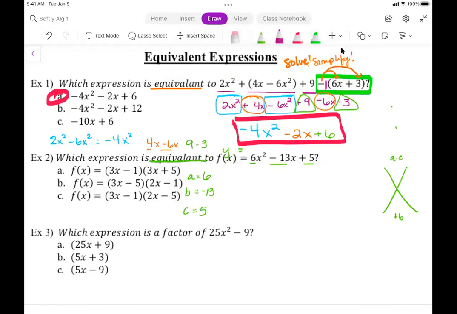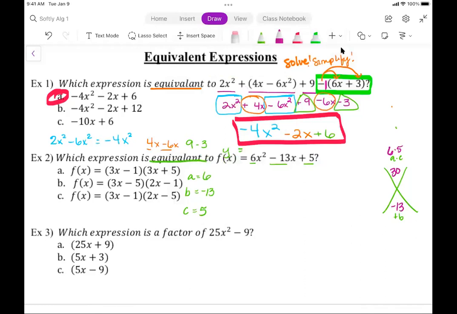I need to go ahead and do 6 times 5, which is 30. My B value is -13. So I need two numbers that when I multiply them, I get 30. And then when I add them, I get -13. So we got to sit there for a second and figure out those two numbers. How can I get them?